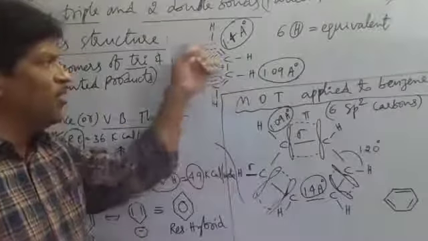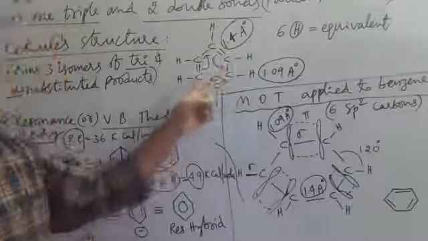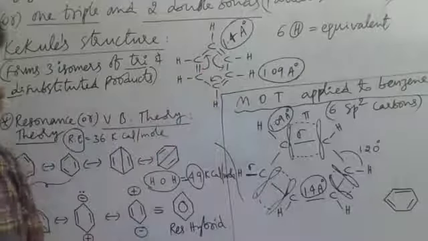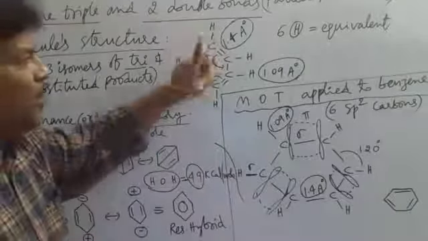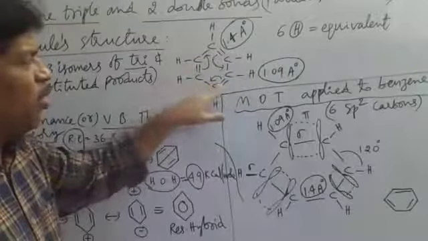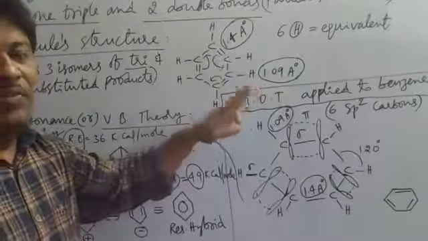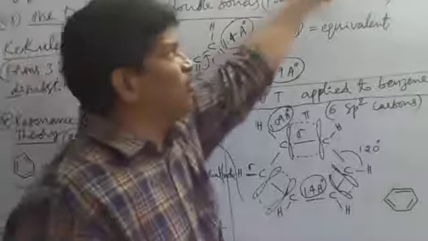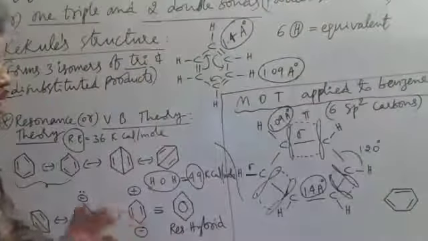And one ring is there. Benzene is a ring-like structure. One ring is equal to 1 degree of unsaturation. So for one ring, degree of unsaturation 1, and for 3 pi bonds, degree of unsaturation 3. 3 plus 1, the degree of unsaturation of benzene is 4. So keep that point in mind.